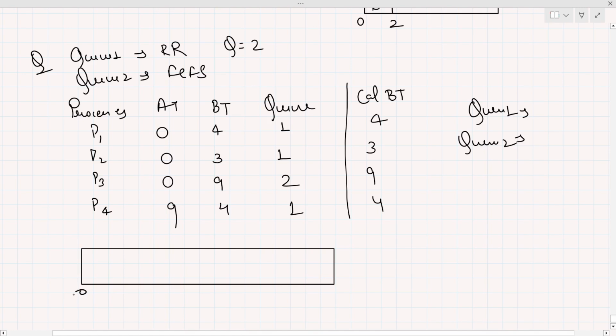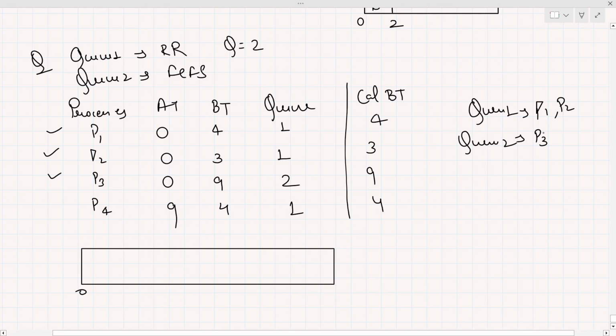The Gantt chart starts from 0. At arrival time 0, how many processes are available? 3 processes, P1, P2 and P3. So we can choose processes from these 3. Now our next step is to assign the processes to a queue. In Q1 we have 2 processes, P1 and P2, and we write them in sequence, P1 and P2. And in Q2, there is one process available at arrival time 0, which is P3.